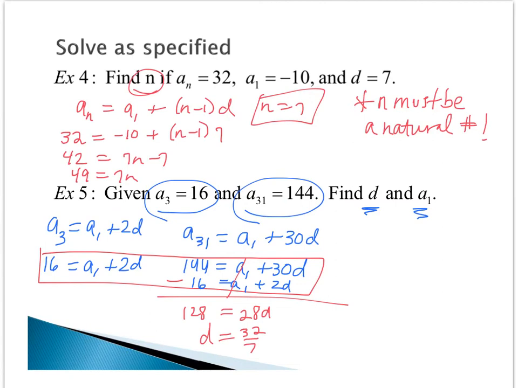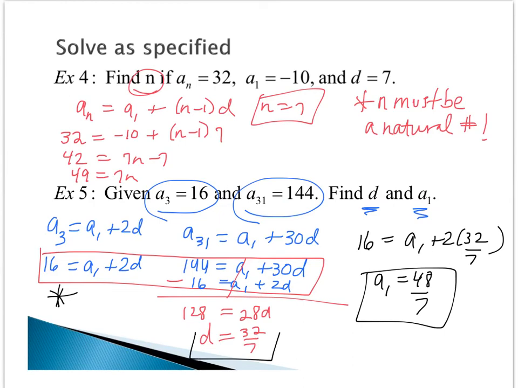Now that I know what my common difference is, I can go back and plug it back in. So I'm going to plug it into my equation over here on the left. Say 16 equals a1 plus 2 times this common difference. And after we multiply and then subtract, we find out that our first term is 48/7. Yes, these numbers are ugly and nasty, which is all the more reason why you need to know your formulas.